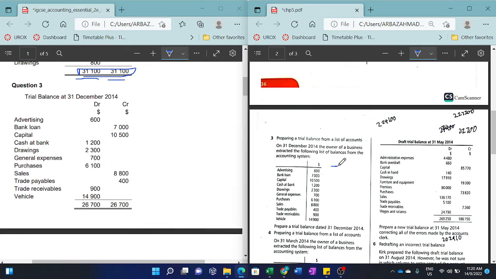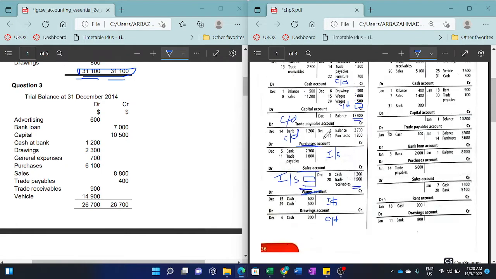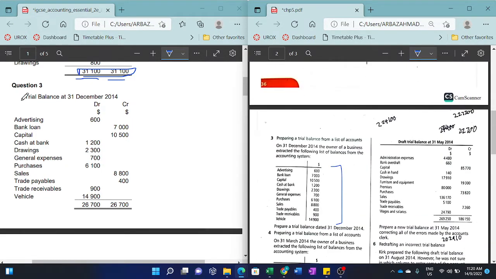This is way easier than the previous question, because in this question you just have to classify it whether it's debit or credit. So I know advertising is an expense, so it's debit. Bank loan is a liability, so it's credit. Capital is credit. Cash at bank is an asset. Drawing is drawings, so debit. General expense is an expense. Purchase is an expense. Sales is an income. Trade payable is a liability. Trade receivable is an asset, and vehicle is an asset.